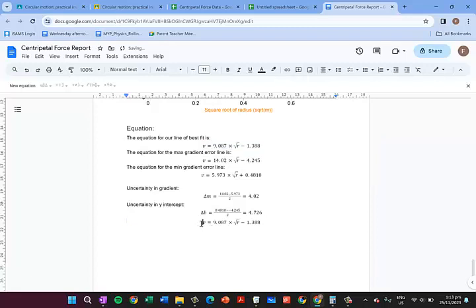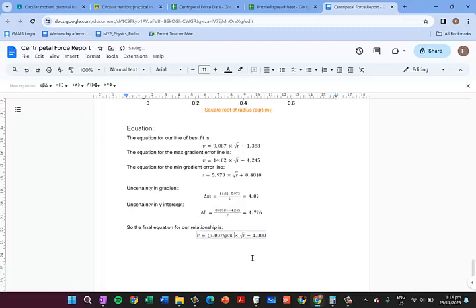So the final equation for our relationship is, so that's our line, that's our best estimate of the gradient, and then we want to go plus or minus to get a plus minus, and then we want the uncertainty in the gradient, which is 4.02.